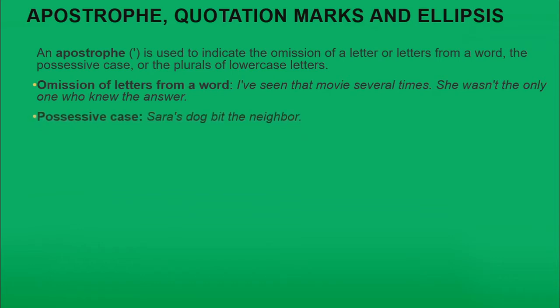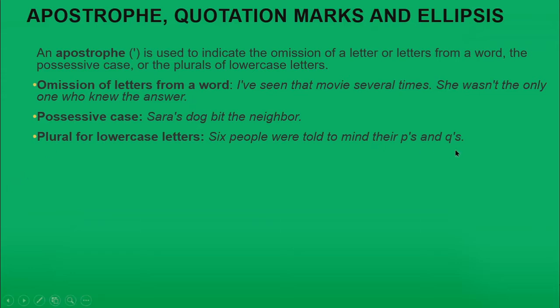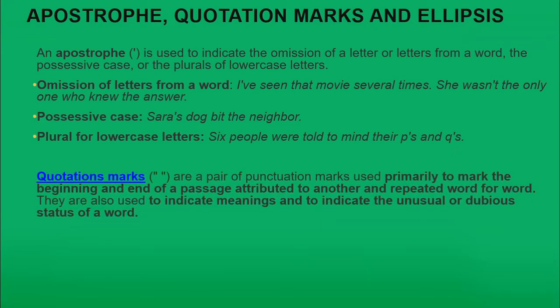And also, this apostrophe is used to mean the possessive case. Sarah's dog beat the neighbor's. Here, Sarah's means the possessive case. And also, this apostrophe is used in plurals of lowercase letters. For example, six people were told to mind their P's and Q's. So, in this example, we can see that the apostrophe is used in the plural for lowercase letters, P's and Q's. Now we have quotation marks.